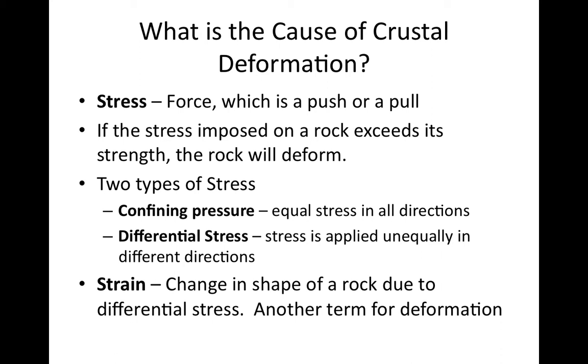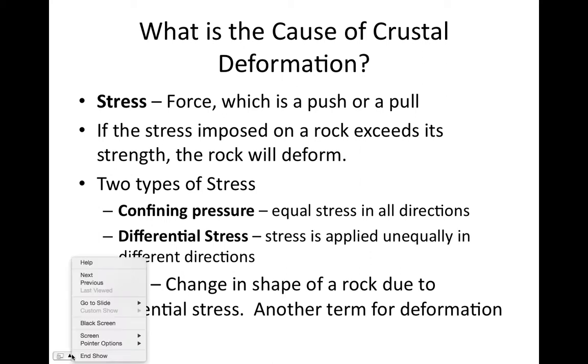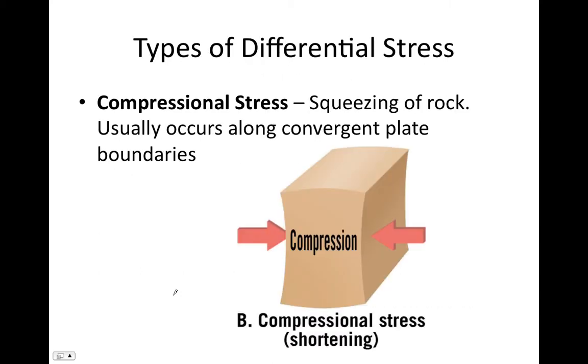And so, whenever a rock is subjected to stress, as I said, it will deform, and that deformation we call strain. So strain is another term for deformation. Strain is a change in shape of a rock due to differential stress. It's another term for deformation.